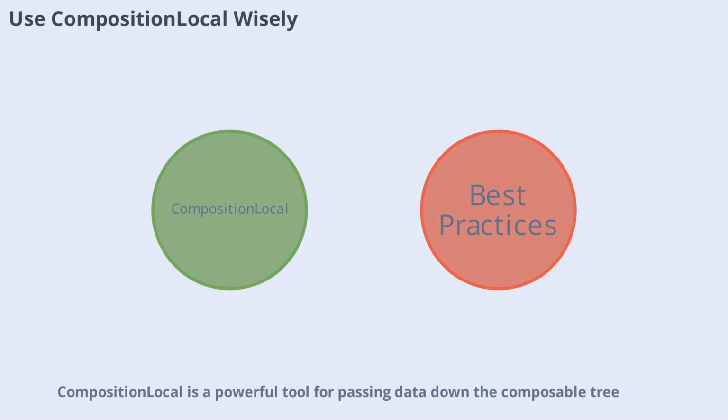CompositionLocal is a powerful tool for passing data down the composable tree. Senior developers use it sparingly for things like themes or configuration, but avoid overusing it for general state. This keeps the codebase maintainable and predictable.